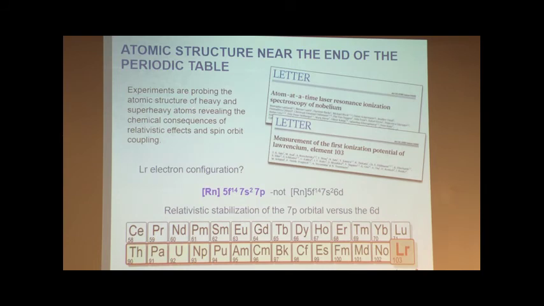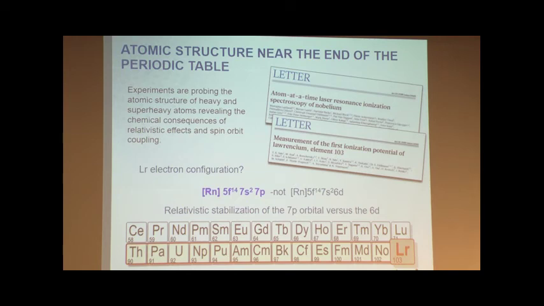So we can push the bounds of studying this chemistry. These are really fascinating systems, and we can look at the fundamental atomic structure near the end of the periodic table. There are experiments probing the atomic structure of these heavy and super heavy atoms, revealing chemical consequences of these relativistic effects and spin orbit coupling. I show you two examples here, two really elegant experiments, one done at the GSI in Germany and the other one done in Japan, where they looked at the first ionization potential of lawrencium.